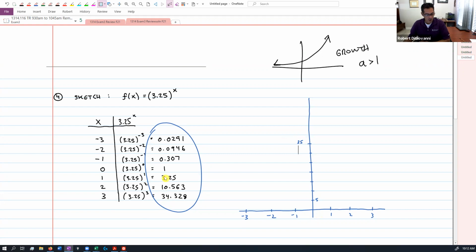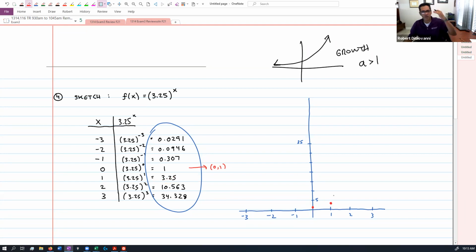I'm going to start with the positive ones here for 0, 1, 2, 3. So at 0, I'm at 1. This is like saying when you plug in 0, you get 1. So that means I have a point right about there. Then when I plug in 1, I get 3.25. So I'm maybe about right here.